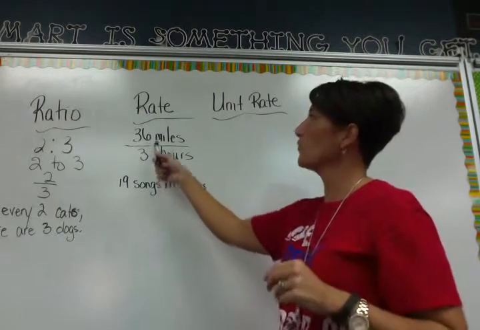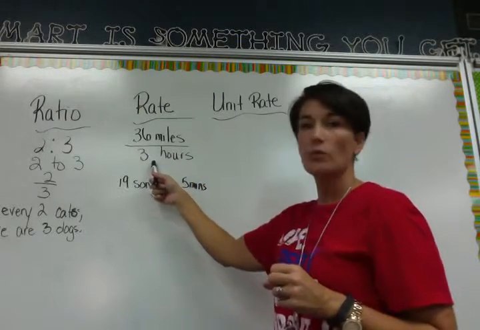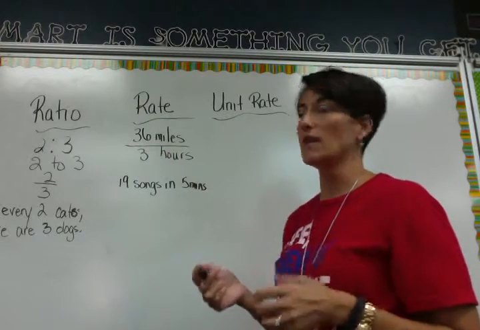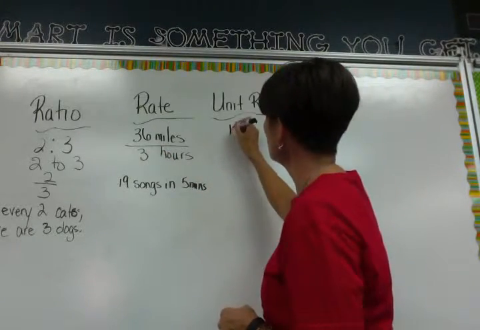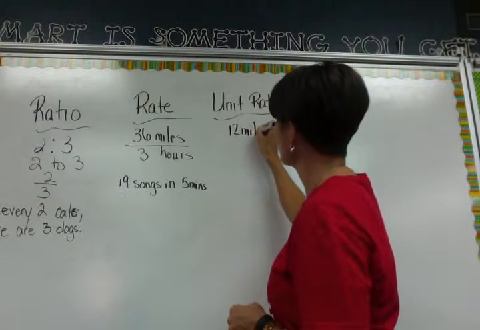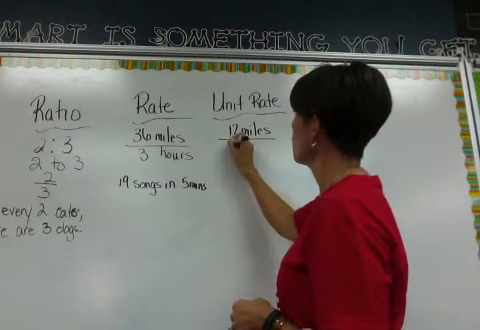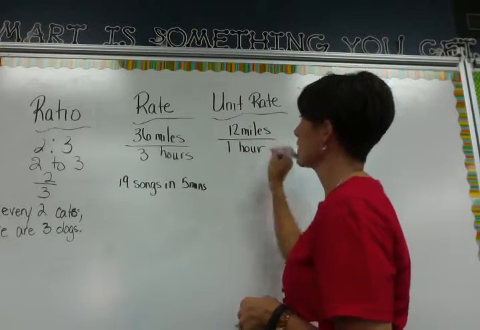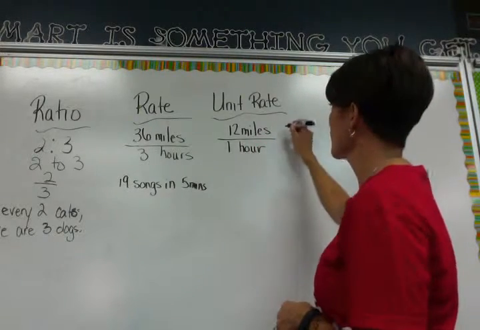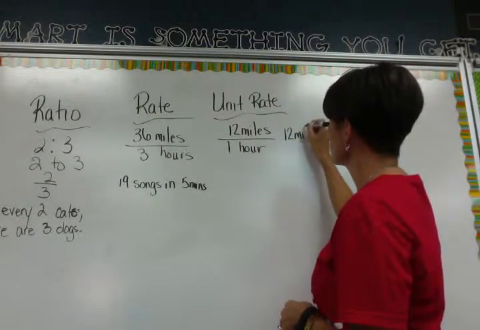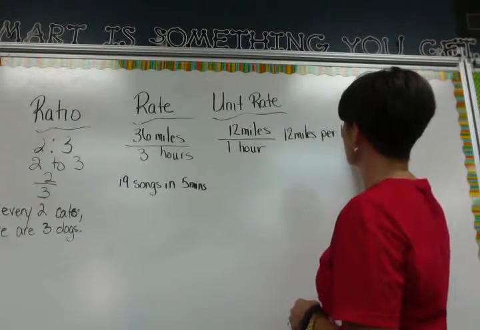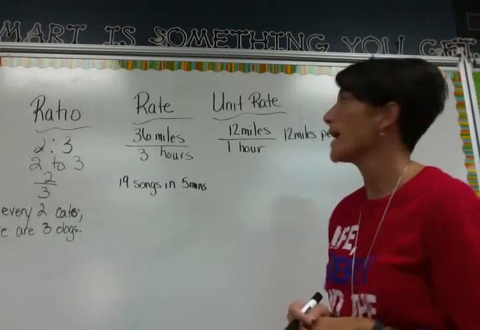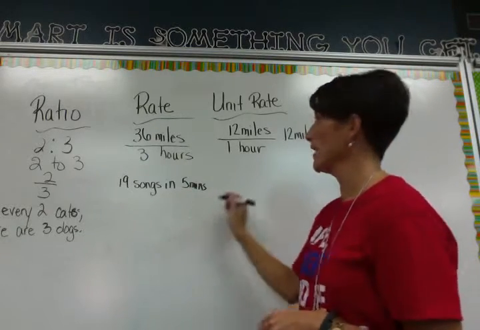So in this case, if we take this problem, if 3 goes into 36 evenly, I would say that this person traveled 12 miles in 1 hour. Or another way we could write that is 12 miles per hour. The same with this one. I can simplify to get a unit rate in this one.